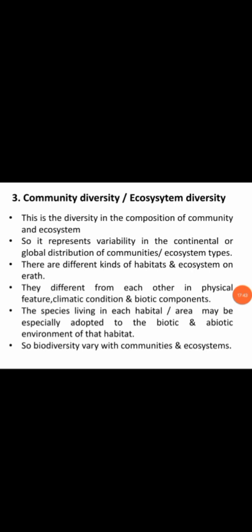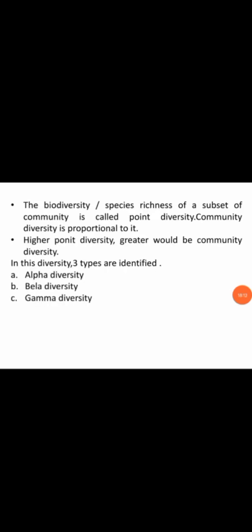Next is community diversity, or ecosystem diversity. This is the diversity in composition of community and ecosystem. It represents variability in the continental or global distribution of community and ecosystem types. There are different kinds of habitats and ecosystems on earth. The species living in each habitat or area may be especially adapted to the biotic and abiotic environment of that habitat. So biodiversity varies with communities and ecosystems.